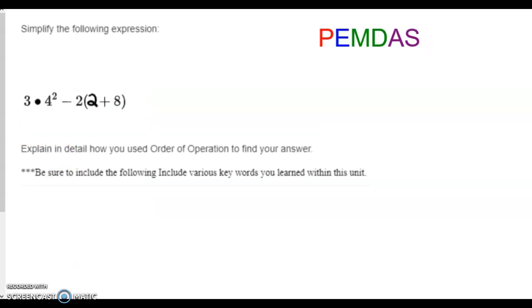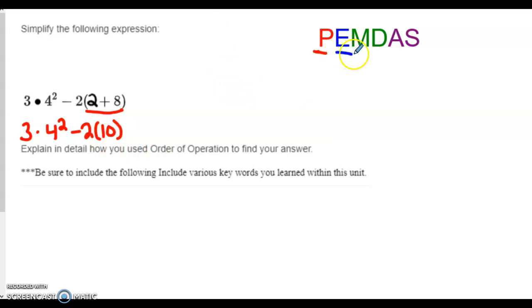Okay, so we have another order of operations problem. Let's go through our steps again. The first one is parentheses. We do have parentheses here, so we need to take care of that. 2 plus 8 is 10. So I'm going to bring everything else straight down: 3 times 4 squared minus 2. And then in the parentheses, we solved and got 10.